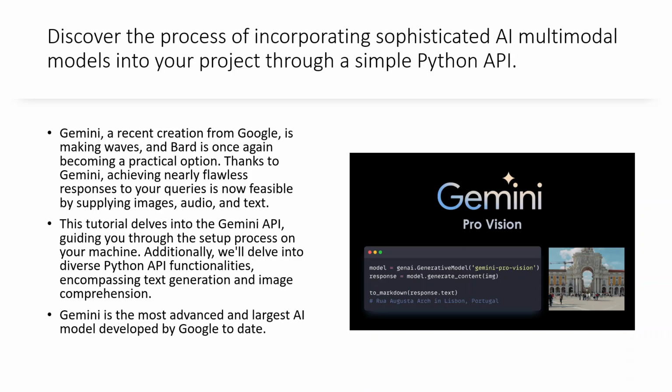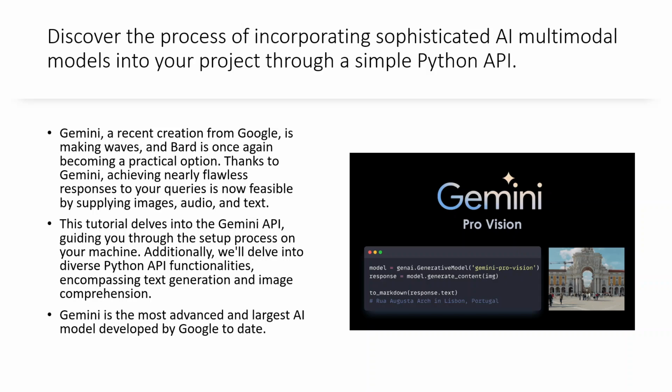So Gemini is a recent creation from Google, is making waves, and Bard is once again becoming a practical option. Thanks to Gemini, achieving nearly flawless responses to your queries is now feasible by supplying images, audio, and text. In this tutorial, we'll be diving deep into the Gemini API, which will guide you through the setup process on your machine. Additionally, we'll also dive deeper into diverse Python API functionalities, encompassing text generation and image comprehension.